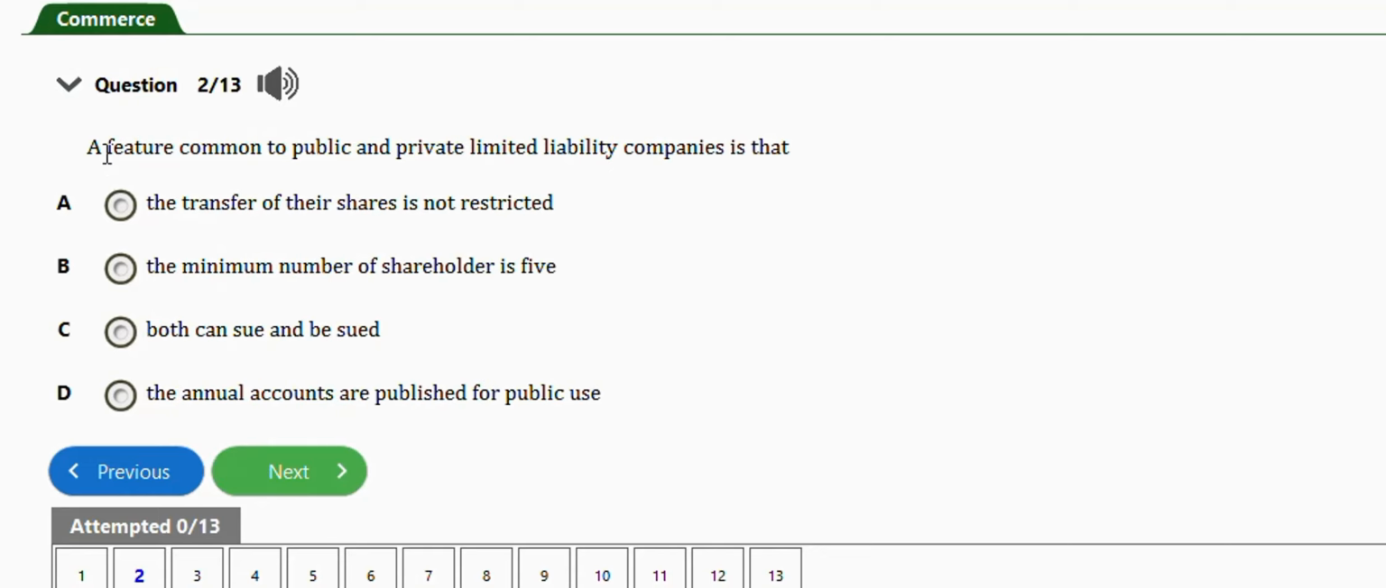Okay, next question. It says a feature common to public and private limited liability companies is that: option A, the transfer of their shares is not restricted; the minimum number of shareholders is 5; both can sue and be sued; the annual accounts are published for public use. The right answer is option C, which is both can sue and be sued.